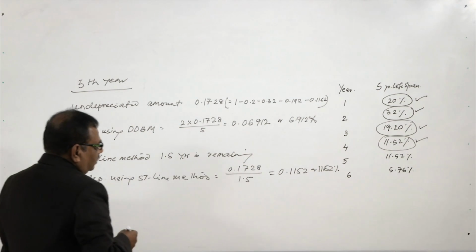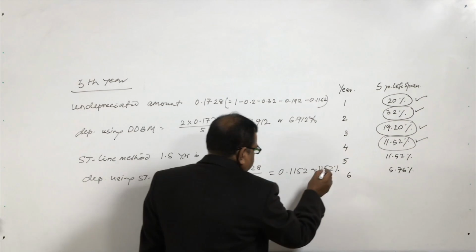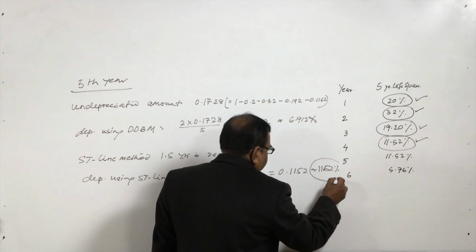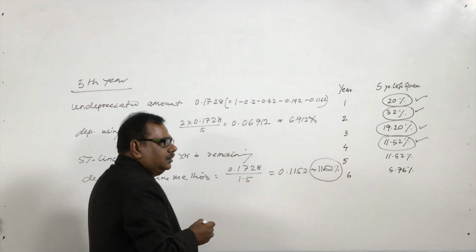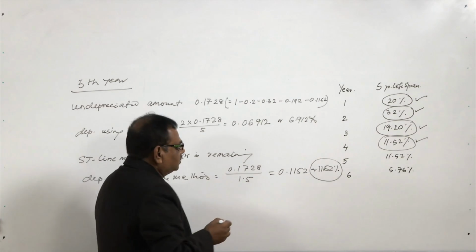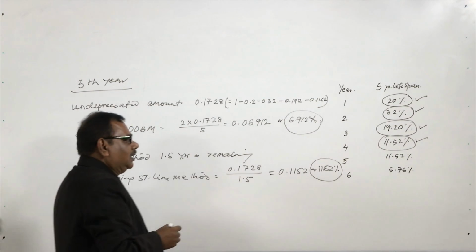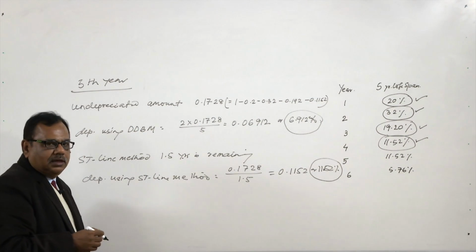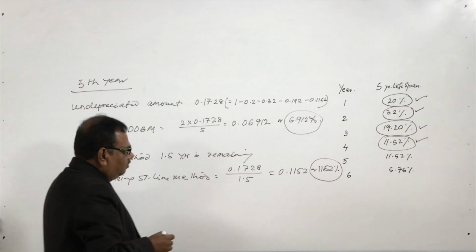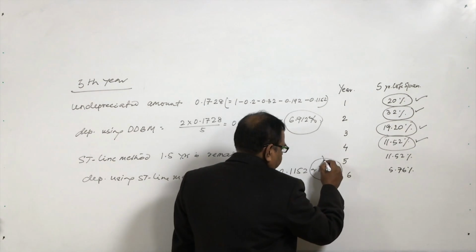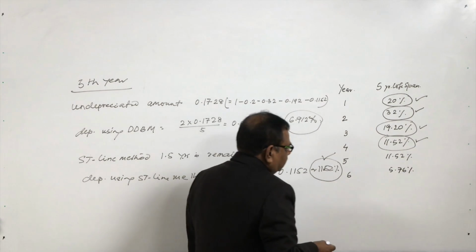Now, what do we see? That depreciation computed by the straight line method is more than the depreciation computed by the double declining balance method, and hence we will pick up this value. So, this is explained.